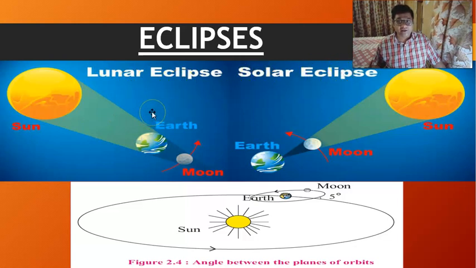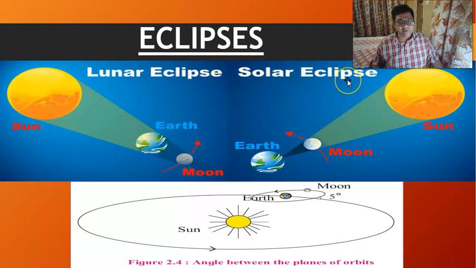Now what is a lunar eclipse? A lunar eclipse is the eclipse of the moon, where the earth is between the sun and the moon. Thereby we see that the earth's shadow falls on the moon. You can see the earth's shadow falling on the moon. So we have a lunar eclipse.